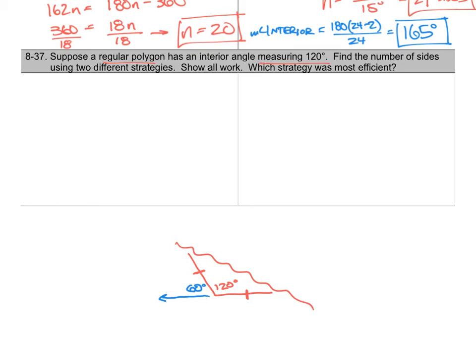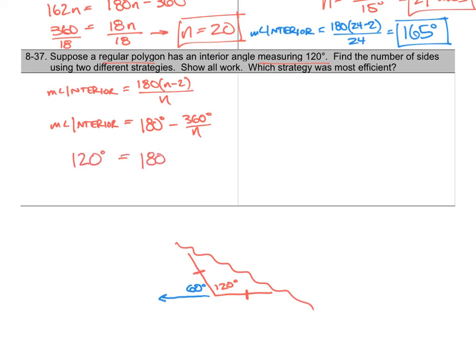The first method I'm going to use is this. I'm going to say the measure of an interior angle is equal to 180 times (n minus 2) divided by n. If you remember in the last lesson, I actually showed another form of this. I did some algebra to distribute the 180 and then divide out by n, and it looked like this. I'm going to use that form for this problem just so you can see another example. So I have the interior angle, it's 120 degrees. Now plugging in what I know: 120 degrees equals 180 degrees minus 360 degrees over n.